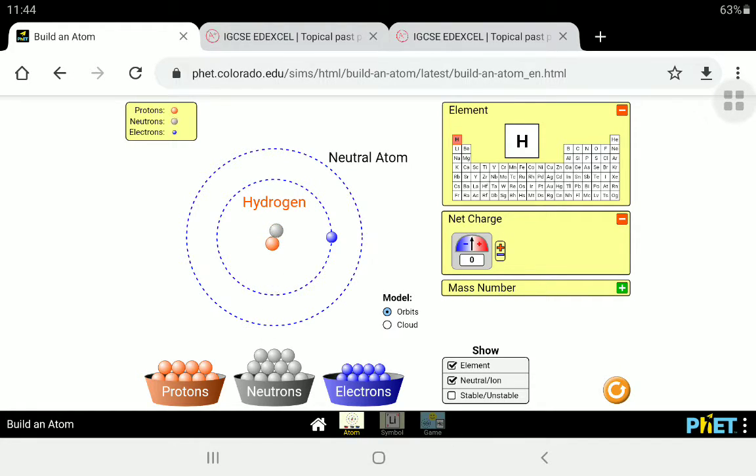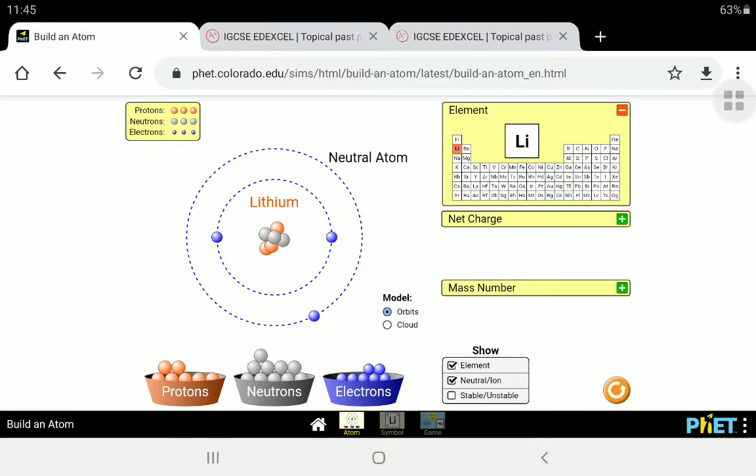The addition of neutron doesn't change the total charge, because neutron is neutral, or it has no charge. If I take out the electron, the charge is positive 1, because you only have a positive particle, which is proton, and there's nothing to neutralize the proton.